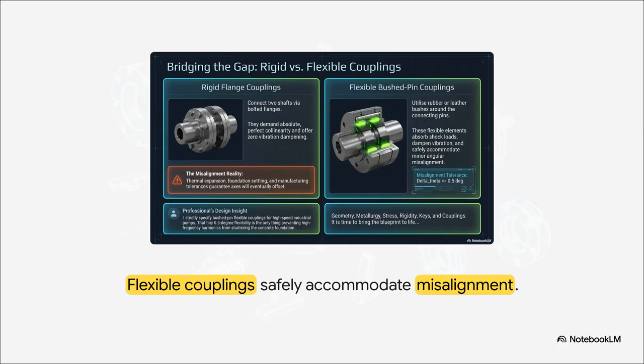Because of that, we utilize bushed pin flexible couplings. That tiny half degree of flexibility they offer is huge. It absorbs shock loads, dampens vibration, and stops high-frequency harmonics from literally shattering the concrete foundation below.